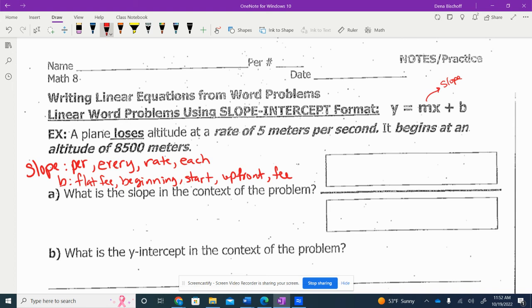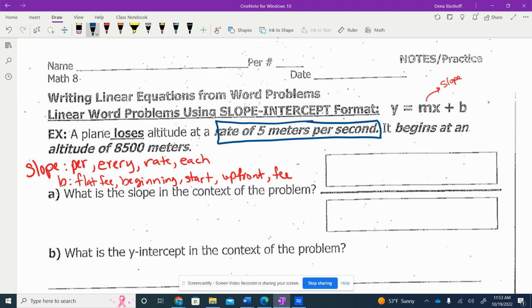So we are just going to, for the next 3 days, applications, just practice word problems, okay? So today's word problems are going to be in both slope-intercept form and point-slope form, and we really haven't practiced word problems in point-slope form, so it'll be good for us. So a plane loses altitude at a rate of 5 meters per second.